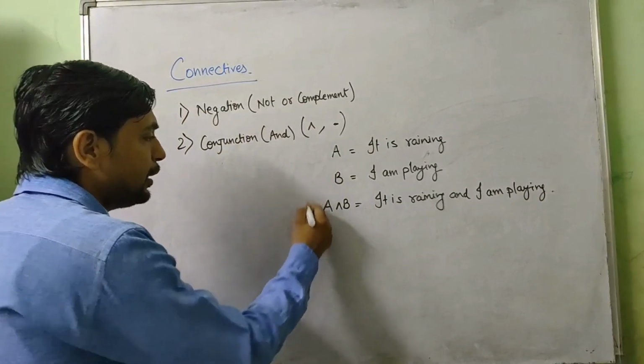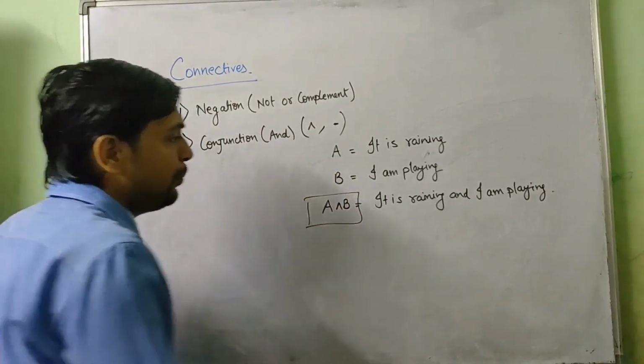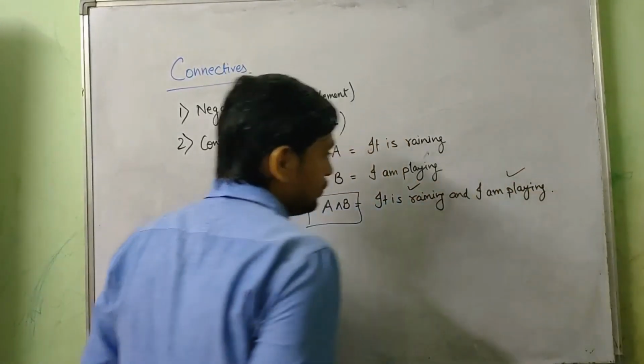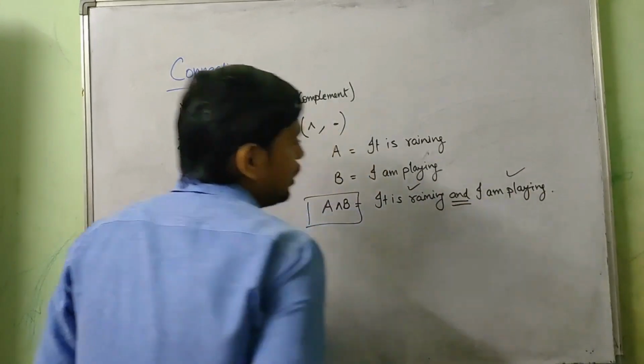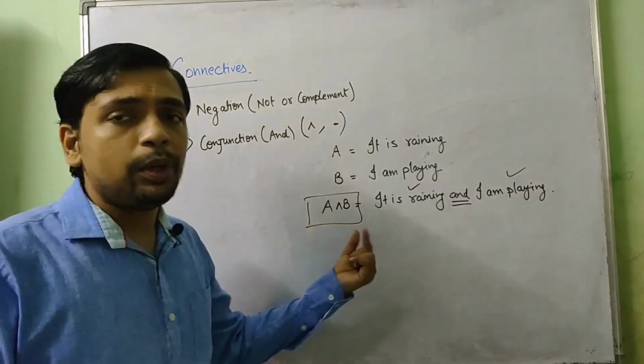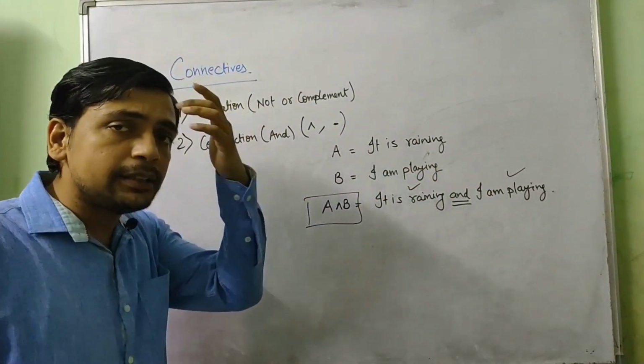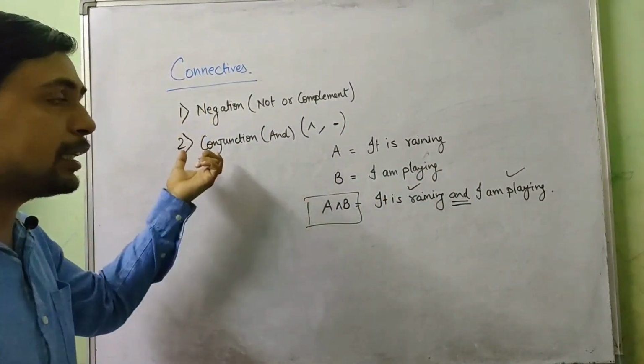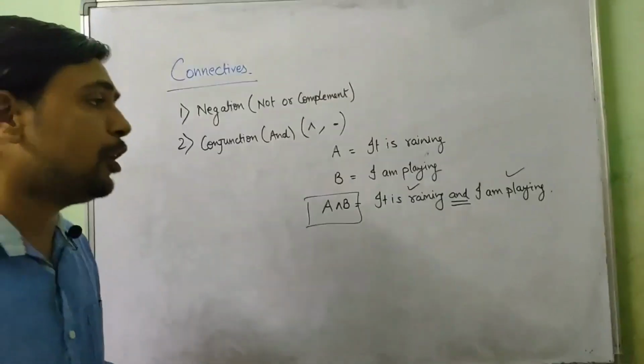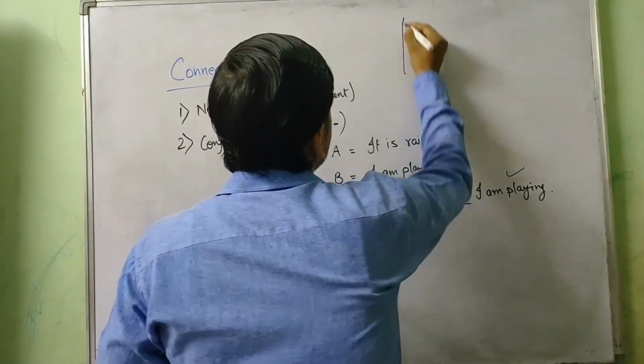This will result in true when both of them are true, as we have used AND. It will return true if both the propositions are true, and if any one of them is false, the AND connective, or the conjunction, will result in false. So let's see that with the truth table.